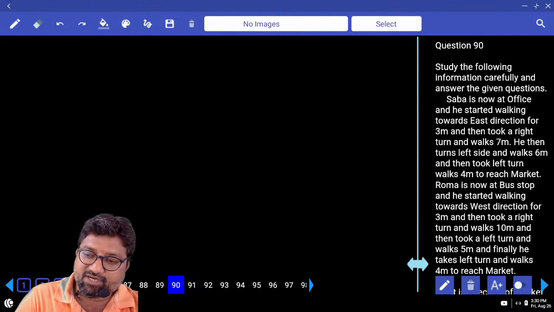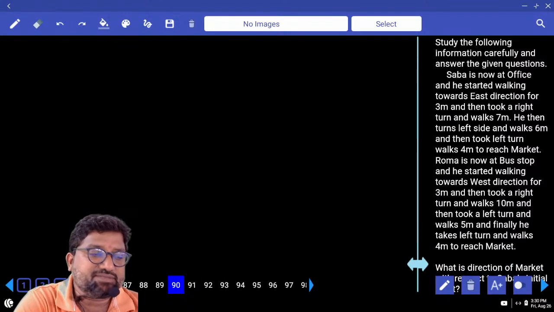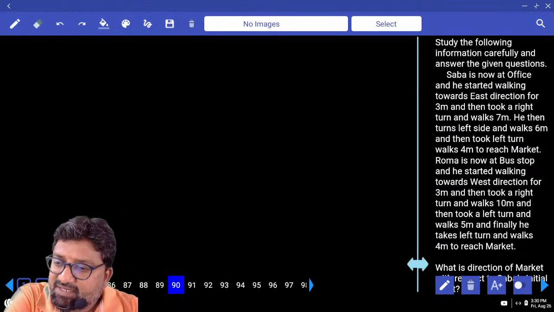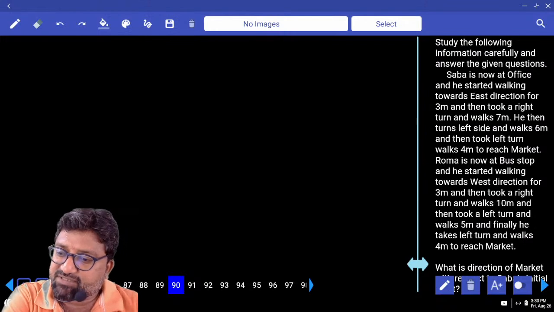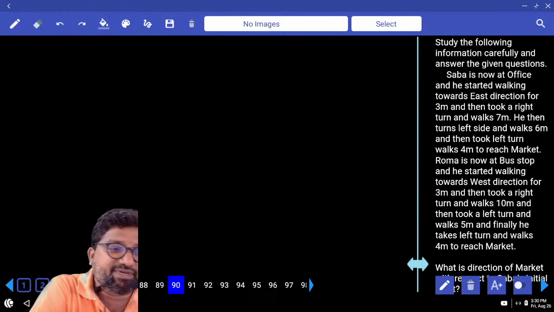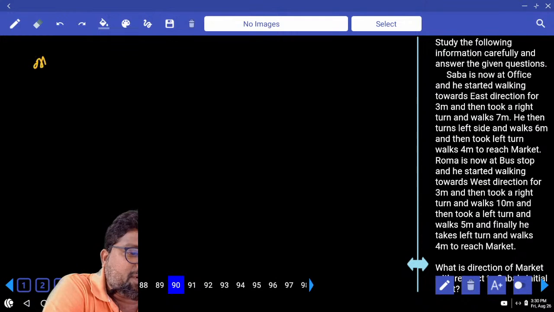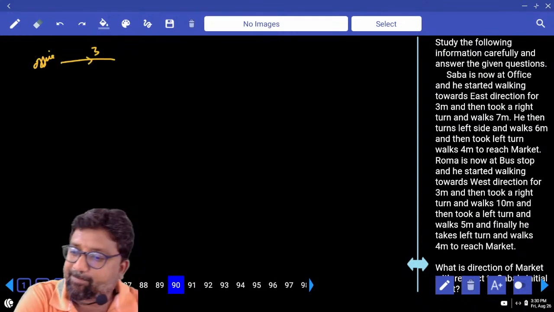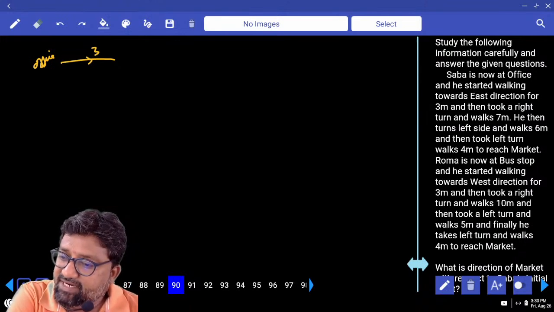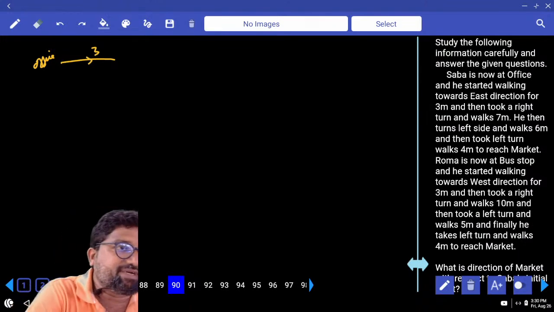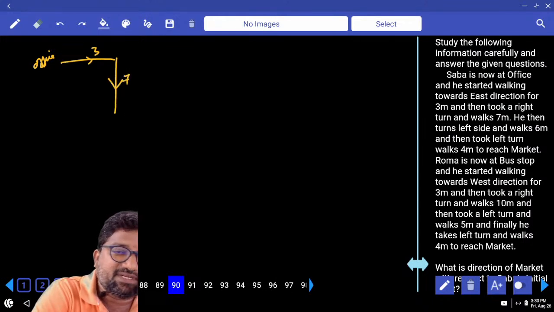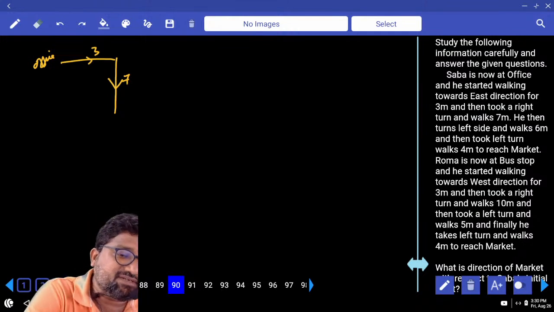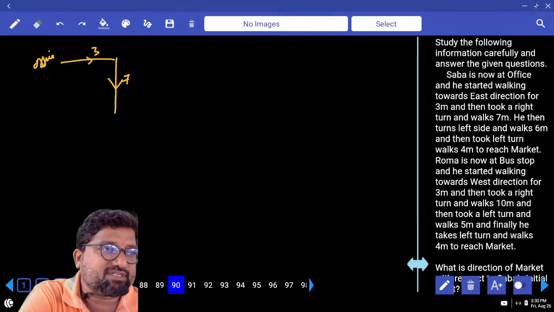Now this question is clearly on directions. Sabha is now at office and she starts walking towards east direction for 3 meters. This is the office, 3 meters towards east. And then took a right turn and walks 7 meters. Now Sabha is facing which direction? South.